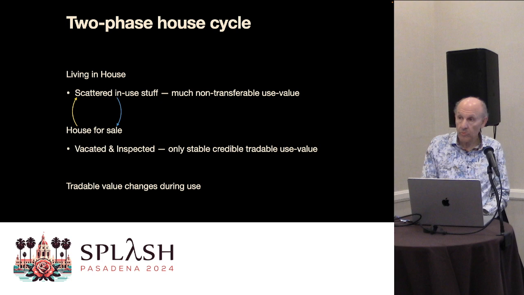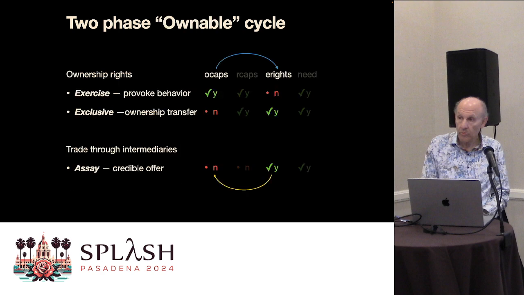And so the house goes through this two-phase cycle. Once somebody buys the house, they can then live in it with all the scattered non-transferable value and then sell it again. So it has the nice recursive aspect of propagating ownership. So we applied this two-phase cycle to go back and forth between OCAPs, which is our approach to exercise, and E-rights, which is our approach to exclusive rights transfer and assay.